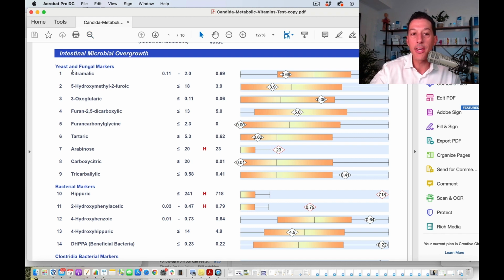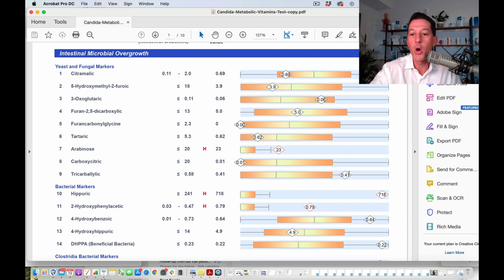So what we're looking at is these yeast and fungal-based markers. The most prevalent one that's typically elevated, if one is, is arabinose. It's number 7, okay? So this person has elevated arabinose, dictated by the number 23, outside of the normal range, which would be 0 to 20. So this person's showing signs of some yeast-based overgrowth.